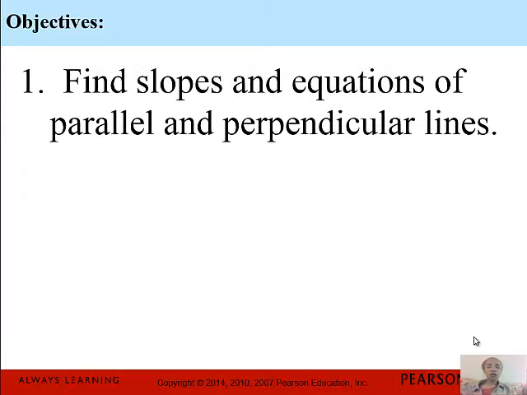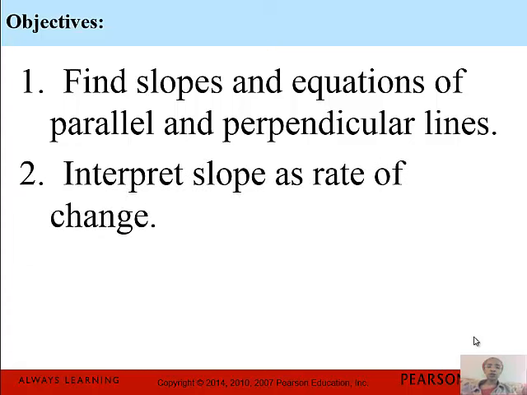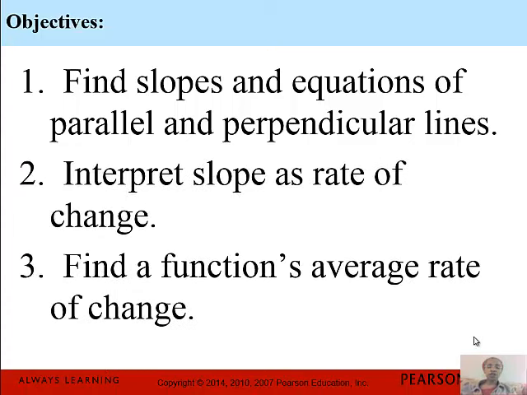The objectives are to find slopes and equations of parallel and perpendicular lines, to interpret slope as rate of change, to find a function's average rate of change.